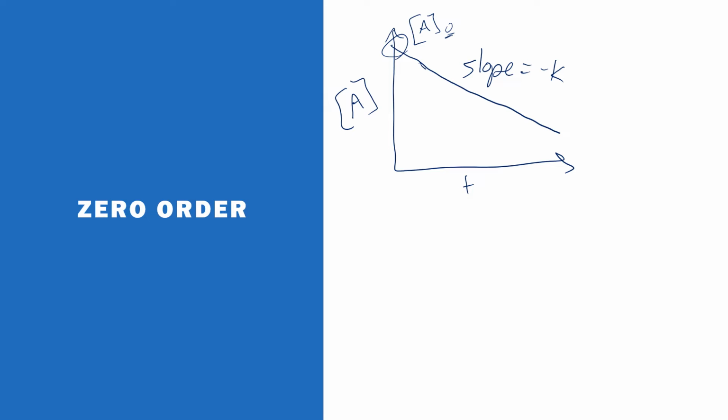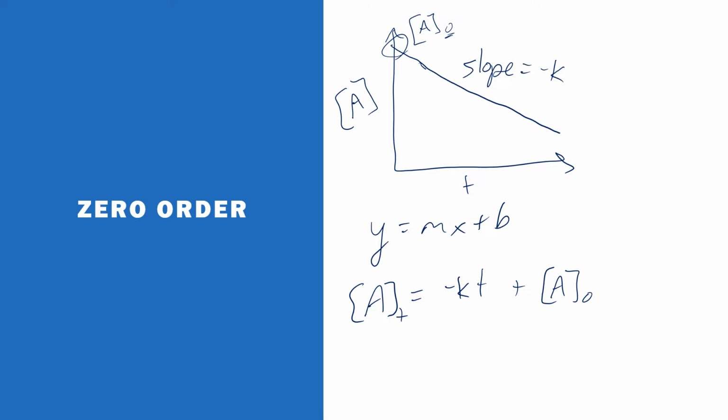Now, if I'm going to write an equation for that line, I can use y equals mx plus b format, where y is our concentration. Our slope is negative k, our x is the time t, and then our y-intercept is our initial concentration, A sub 0. Sometimes people will put a t on that, so we can notice that the concentration of A at any given time is equal to the negative rate constant times that time t plus your initial concentration.